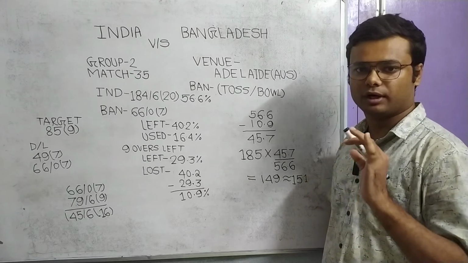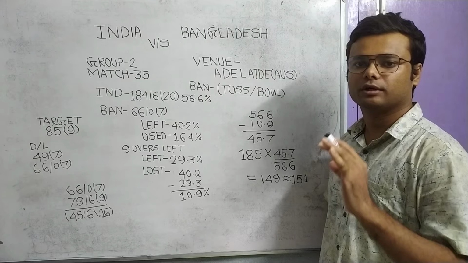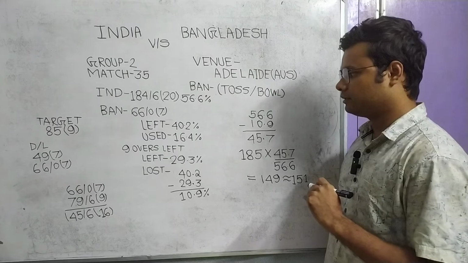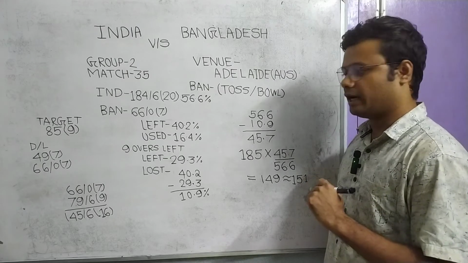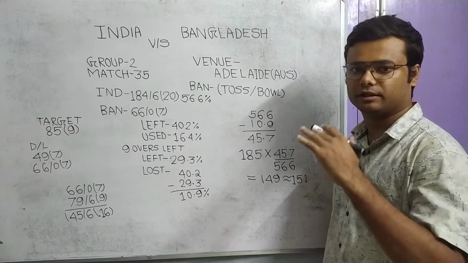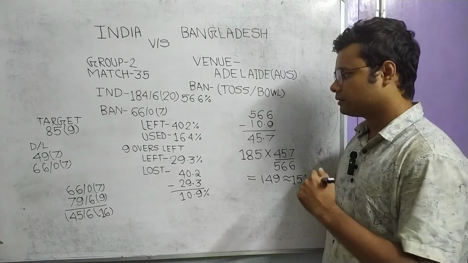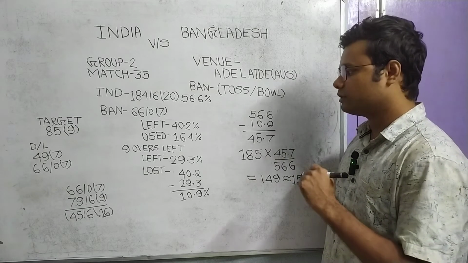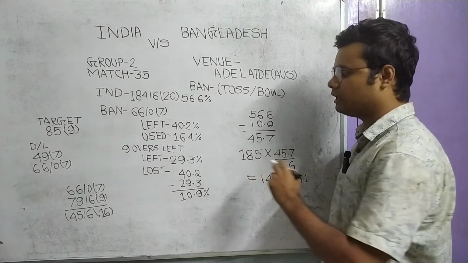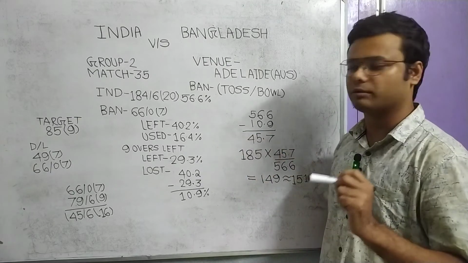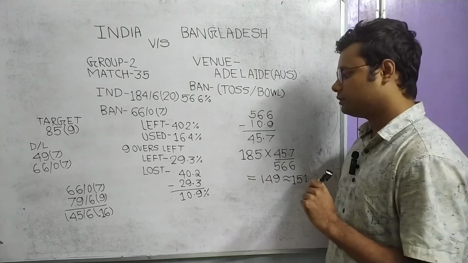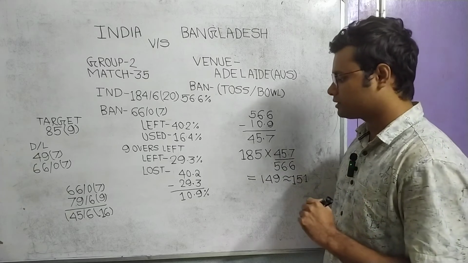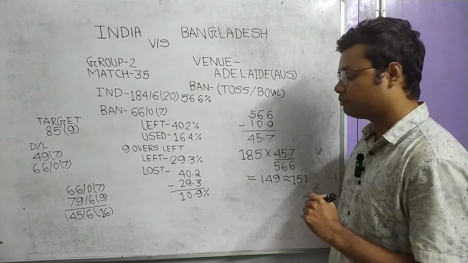But rain played spoilsport and they lost 4 overs. Now the match was reduced to 16 overs and they had only 9 overs left. According to the Duckworth-Lewis method and the resource percentage, with 9 overs left and 10 wickets in hand, the maximum resource percentage left for a team is 29.3, which was earlier 40.2 for Bangladesh. So in the meantime, they lost 40.2 minus 29.3, which is equal to 10.9% of resources.